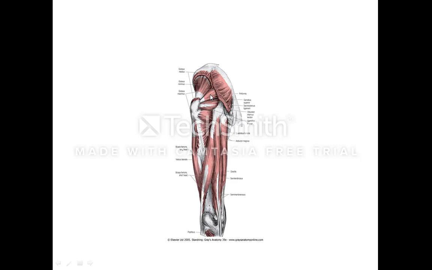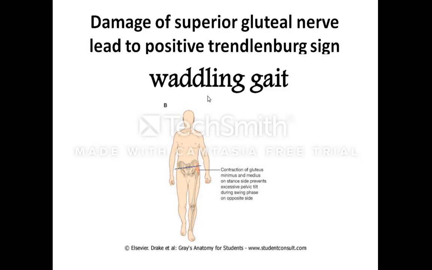If you have damage to the superior gluteal nerve, it can lead to a positive Trendelenburg sign, which has a specific type of gait. We call it the waddling gait. This happens because the gluteus medius and minimus usually contract, and this contraction prevents the pelvis from tilting toward the opposite side during walking.